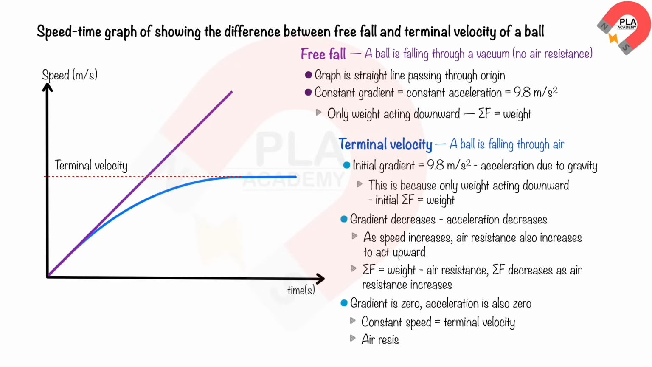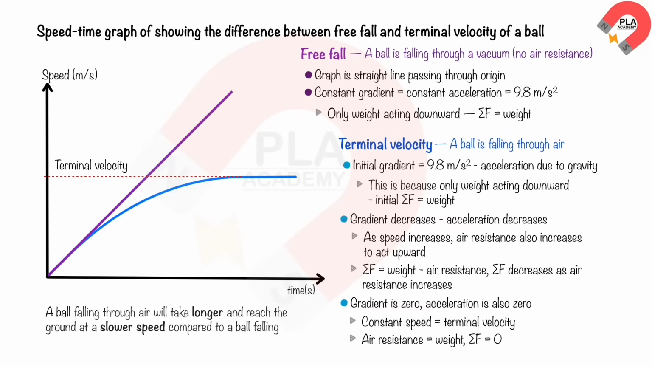At terminal velocity, the air resistance acting upwards is equal to the weight acting downwards. Since the resultant force is zero, a ball falling through air will take longer and reach the ground at a slower speed compared to a ball falling through a vacuum from the same height.